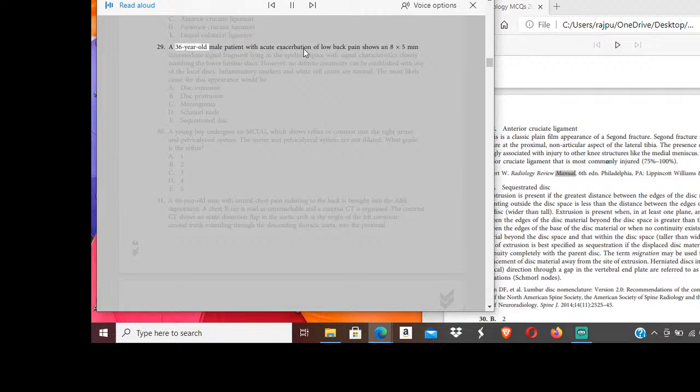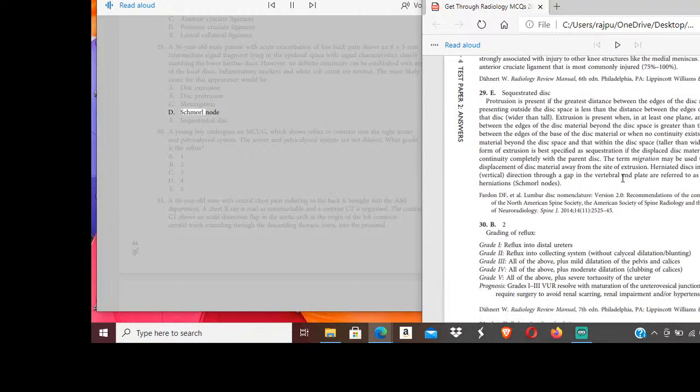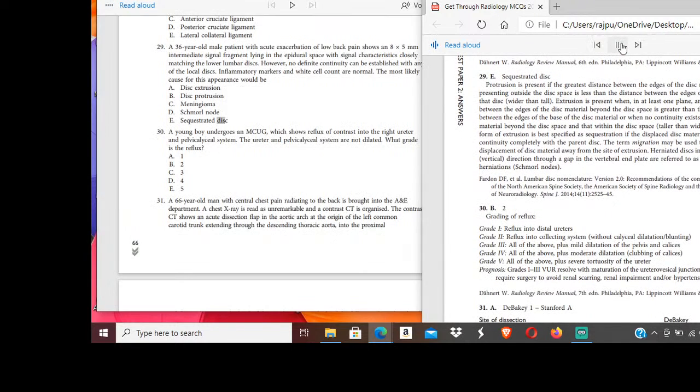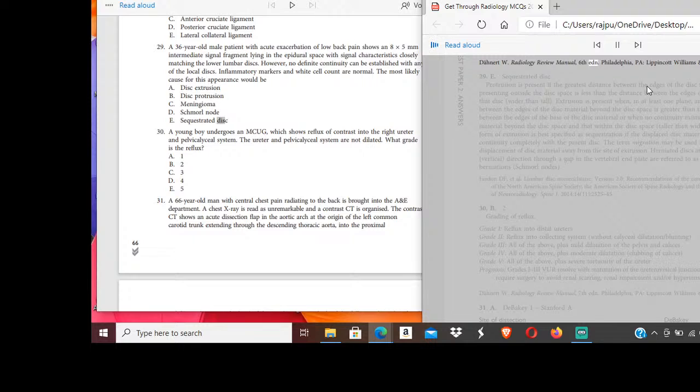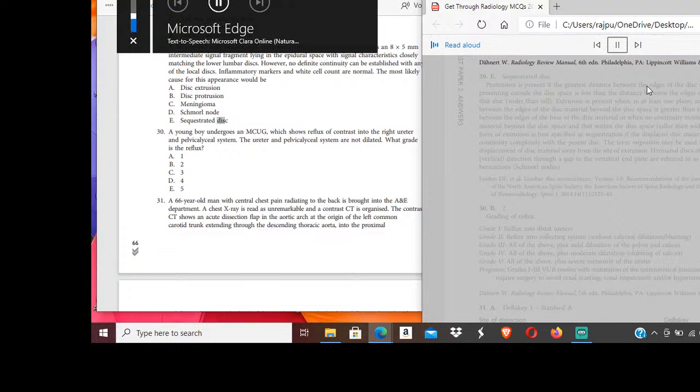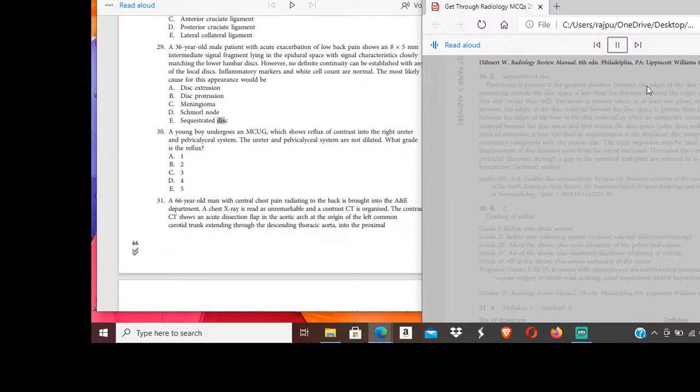29. A 36-year-old male patient with acute exacerbation of low back pain shows an 8 × 5 mm intermediate signal fragment lying in the epidural space with signal characteristics closely matching the lower lumbar discs. However, no definite continuity can be established with any of the local discs. Inflammatory markers and white cell count are normal. The most likely cause for this appearance would be A. Disc extrusion. B. Disc protrusion. C. Meningioma. D. Schmorl node. E. Sequestrated disc.